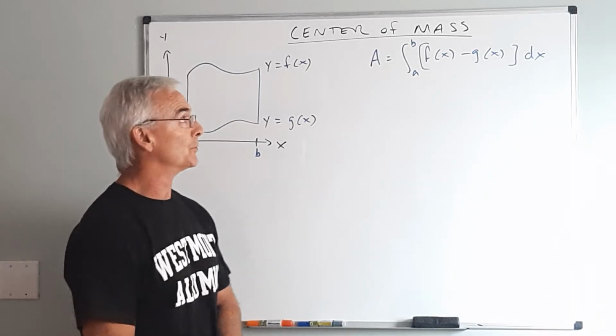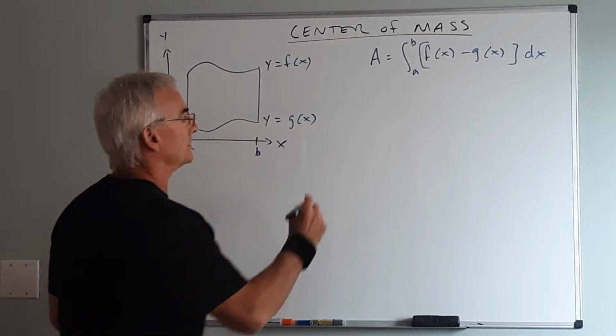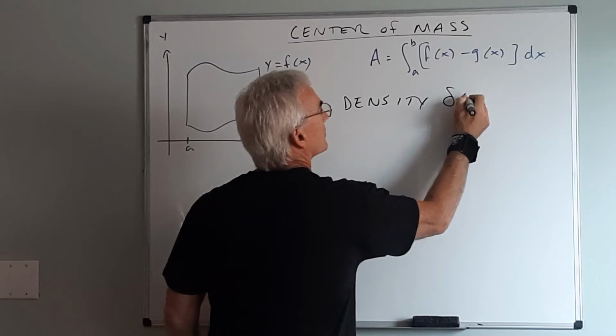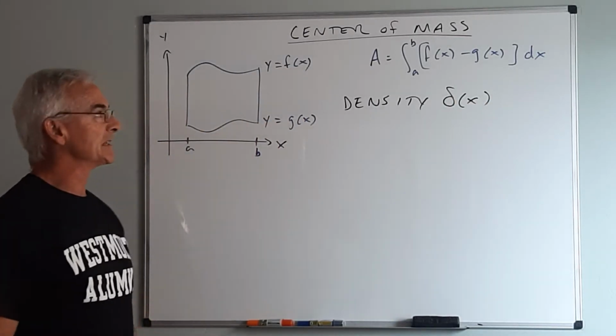In Calculus 2, we learned how to find the center of mass of a closed region in the xy plane with density a function of only one variable. Now this was a huge limitation.